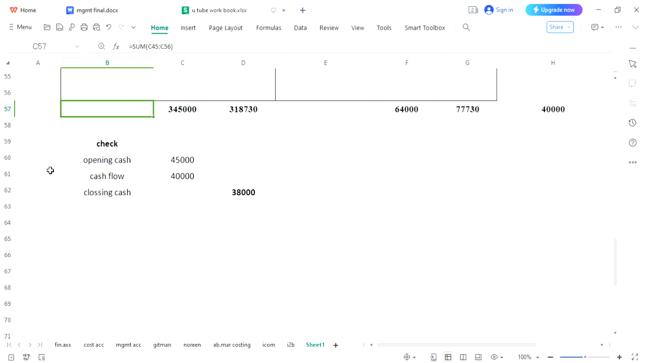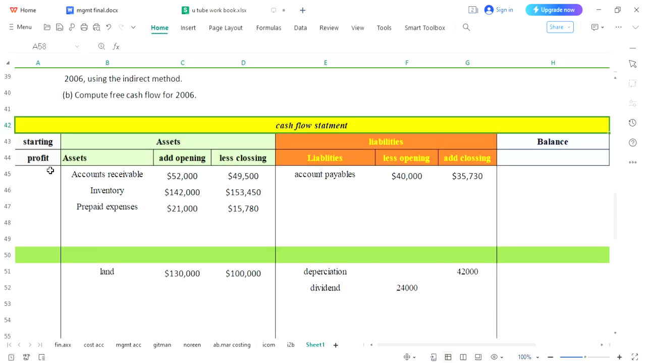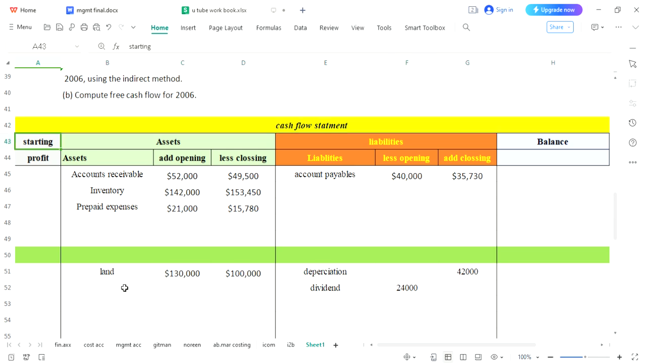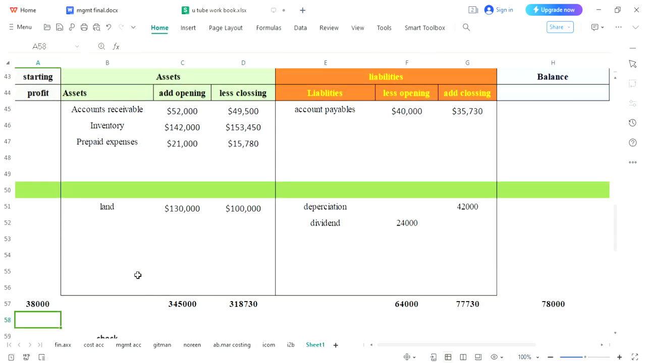Since we are calculating current and fixed asset at the same time, please note it down. Upper portion is for current asset, lower portion is for fixed asset. So we are calculating all cash flows at the same time. That is why instead of writing profit over here, I have written it at the end of the question.